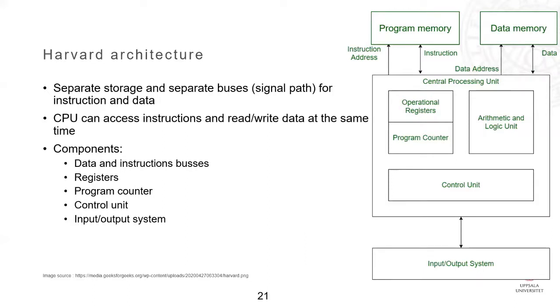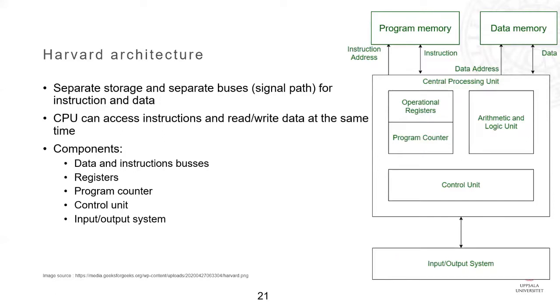So the components we have already discussed: we have data and instruction buses that deliver data and instruction to the CPU. We have registers, which are fast and small memories inside the CPU that help with the arithmetical operations. And we have the program counter, which says what is the next operation or the next instruction that should be executed. And we have the control unit here and the input-output system.